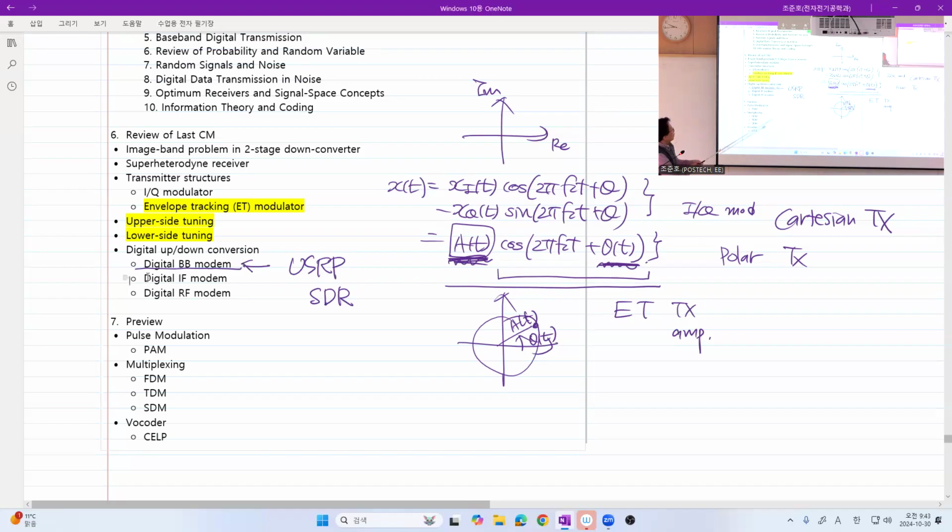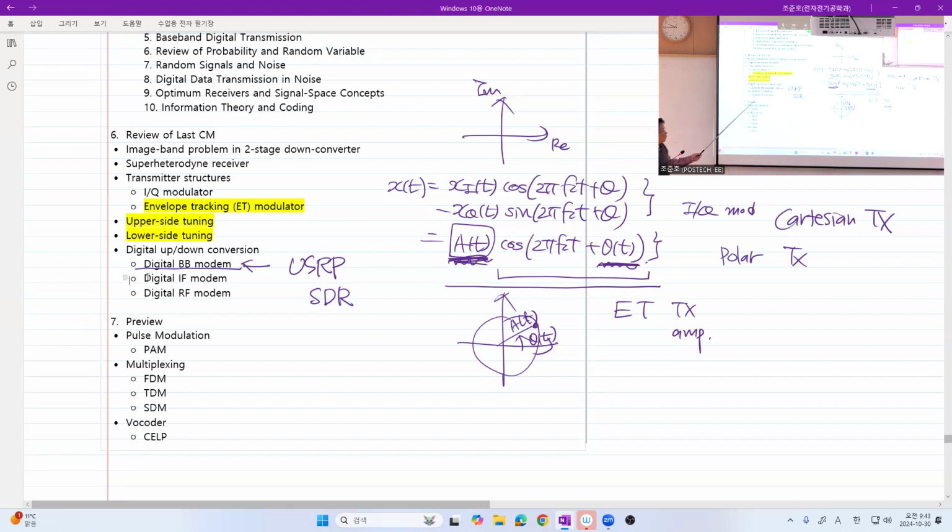Now here goes the preview. Actually, except for this one, all of these I repeated last time will appear in some sense in the midterm exam. So study very hard.